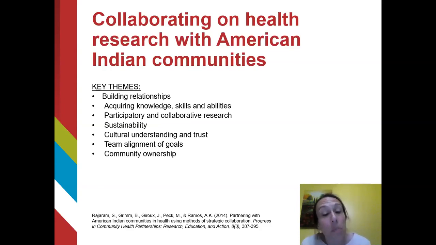They talked about the importance of having cultural understanding and really building trust with the community in order to carry out the research. And they talked again about the alignment of the goals and making sure that both parties, both the researcher and the tribal community, were able to have some sort of win-win in the research project itself and having an alignment on some mutual goals. And finally, they talked about the need for the community to be able to own the project. So these are some of the key themes that they talked to us about in terms of public health research with American Indian communities.